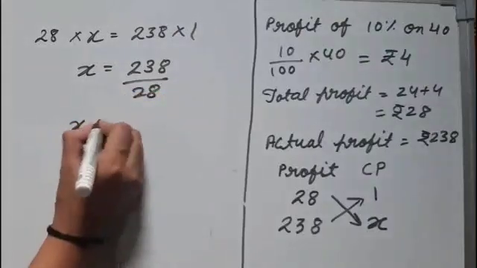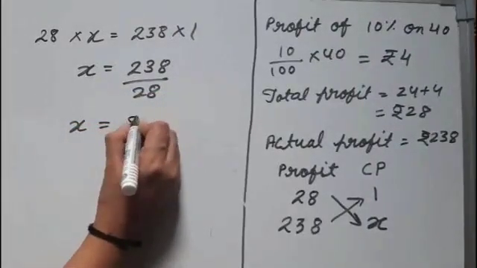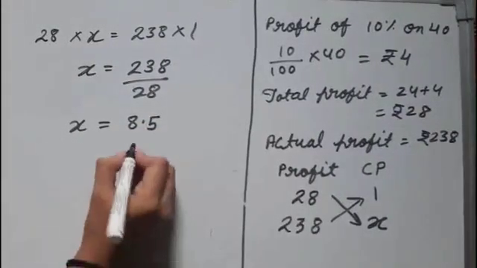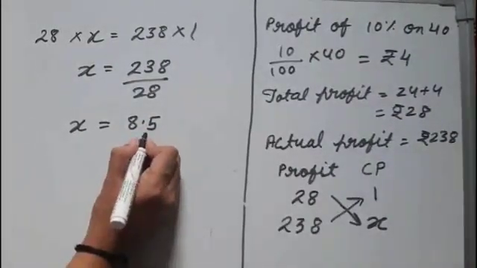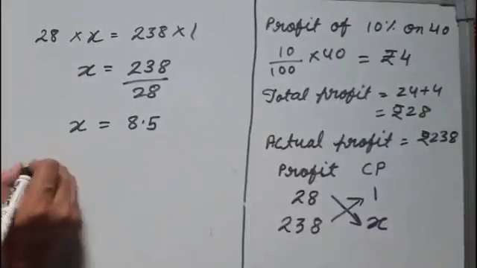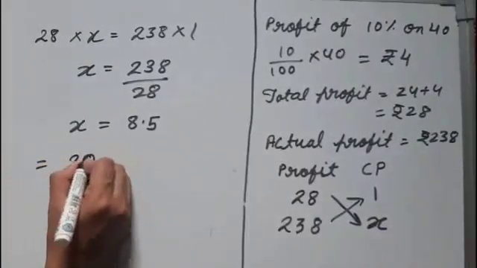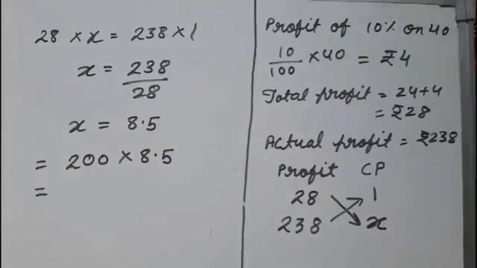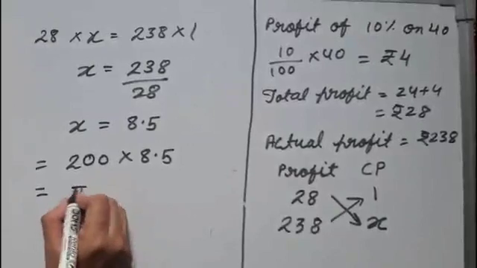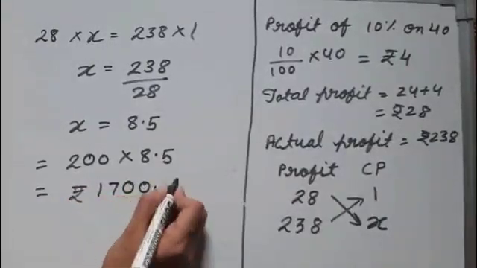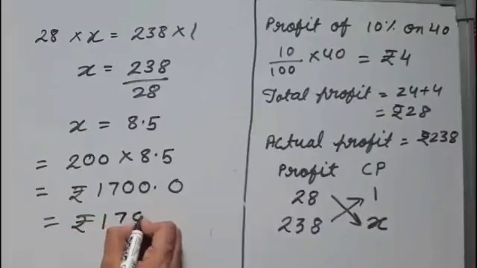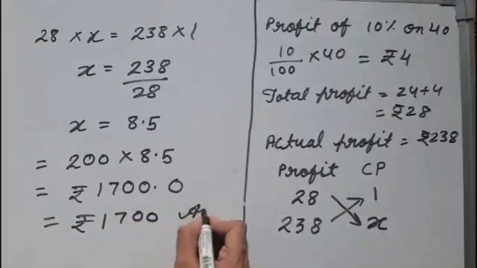After dividing, we will get 8.5. So it is the cost price of one water bottle. So we have 200 water bottles. So we have to do 200 multiply by 8.5. After multiplication, we will get this amount, means cost price of 200 water bottles is rupees 1,700.